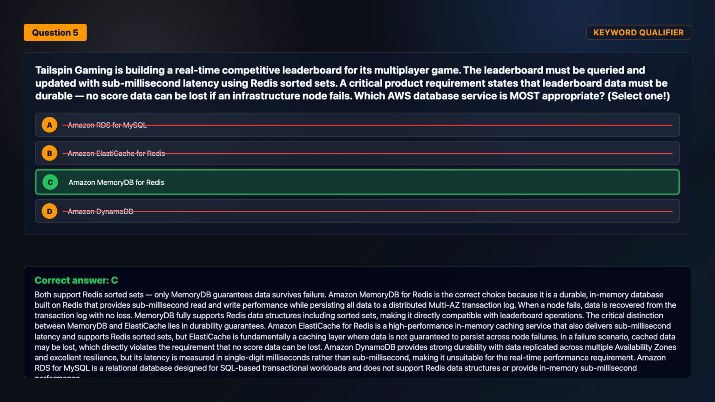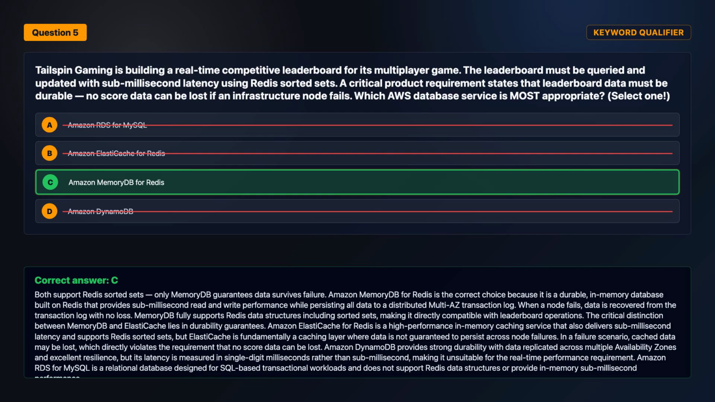The critical distinction between MemoryDB and ElastiCache lies in durability guarantees. Amazon ElastiCache for Redis is a high-performance in-memory caching service that also delivers sub-millisecond latency and supports Redis sorted sets, but ElastiCache is fundamentally a caching layer where data is not guaranteed to persist across node failures. In a failure scenario, cache data may be lost, which directly violates the requirement that no score data can be lost.